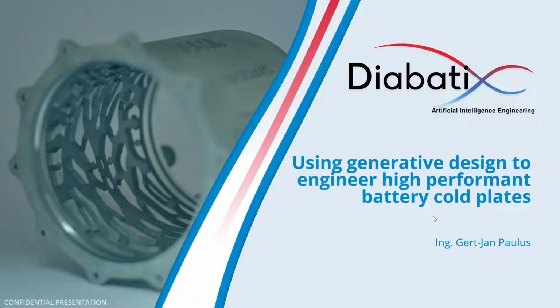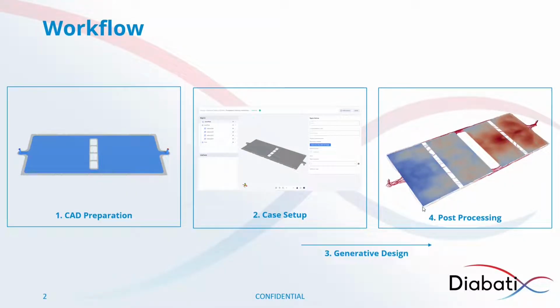Then I'll quickly introduce you to what we will do today. The main goal for today is that we design a battery cold plate, and we will do that in several steps. First of all, we will do some CAD preparation, so we will create a base model as input for the generative design. From this CAD model, we will go to Diabatix ColdStream, the platform, where we make the setup for this generative design. Then the generative design will run, which is basically the calculation process.